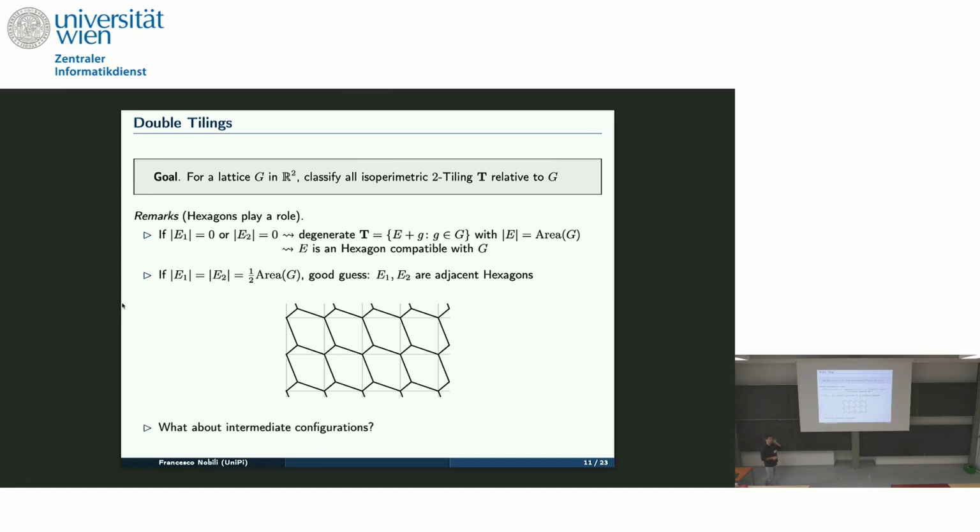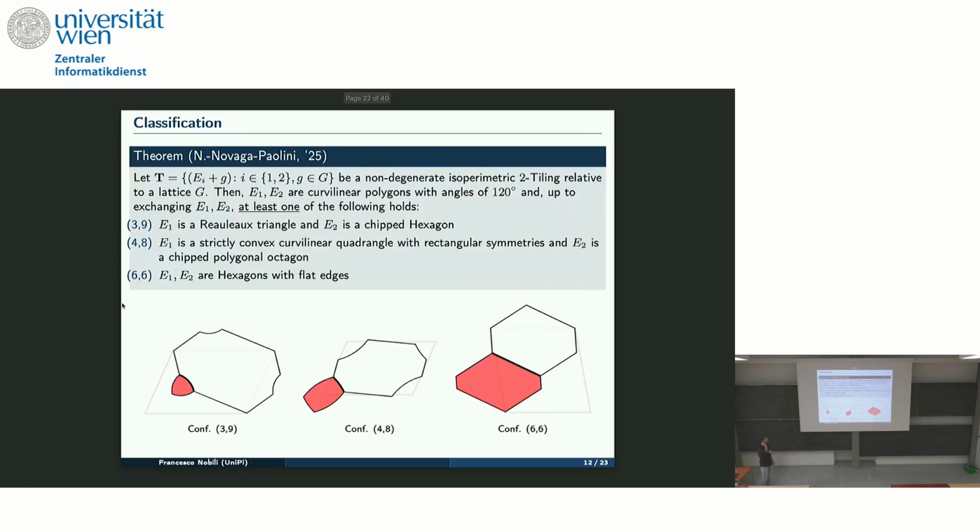And the guess now is that, okay, these are borderline cases, but there should be a whole family in the middle of different situations. And this is what we found out in collaboration also with Emanuele Paolini. So essentially, if you take a non-degenerate, so positive area, isoperimetric two tilings, which are related to a given lattice G, then from regularity theory, we know that these should be curvilinear polygons with 120 degree angles.